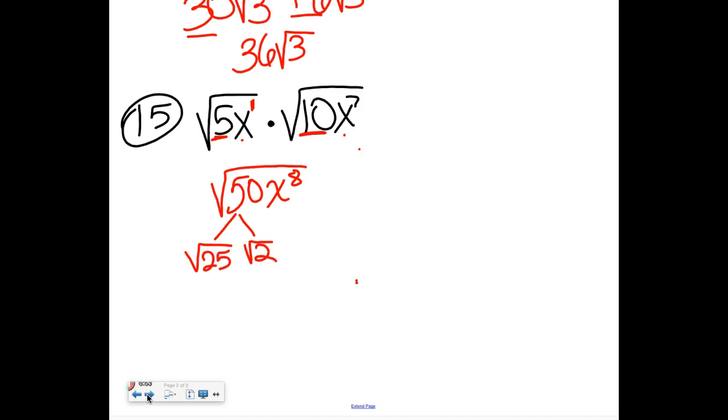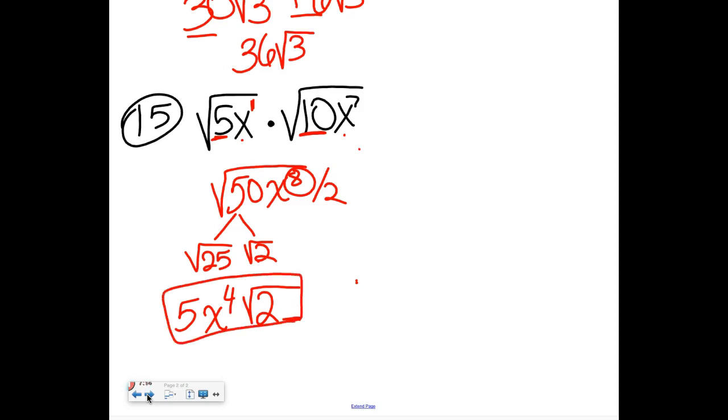Okay. The square root of 25, that's going to give us 5. I cannot square root 2, so that has to stay inside here. And x to the 8th, so reminder, I'm going to take this power, I'm going to divide by 2. So I'm going to get x to the 4th, and it's going to chill out front here. Because we were able to divide it, it means I have no more x's inside here. And that is our answer.